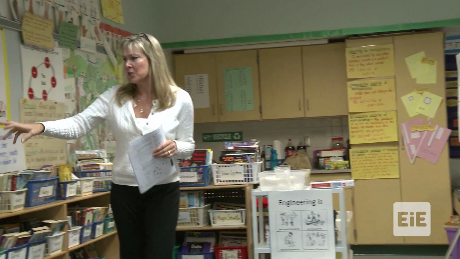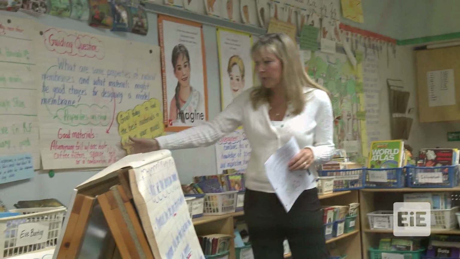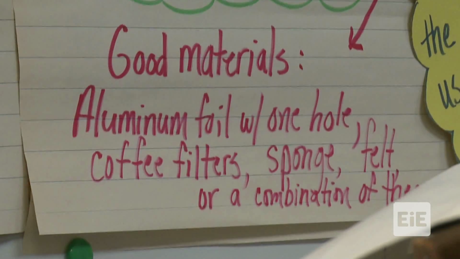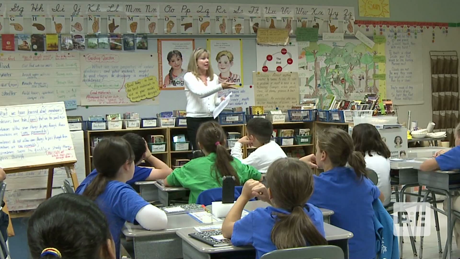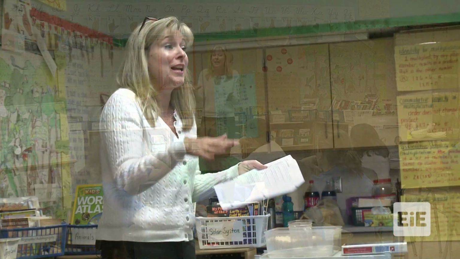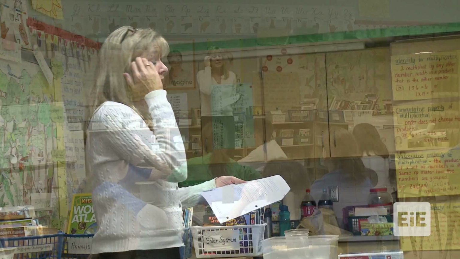Okay, coffee filter, sponge. So I ended up just writing it down here after you guys discussed it yesterday, that we had aluminum foil with one hole. A lot of people like that. Coffee filter, sponge, felt, or we could even use a combination of that. I remember Adam said, oh, maybe if I fold this and put this. So he's already thinking that maybe a combination of different materials might work well for your design.